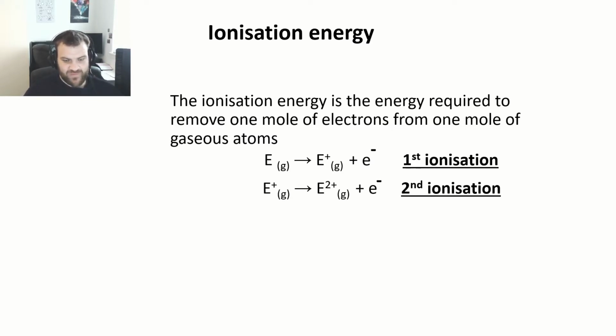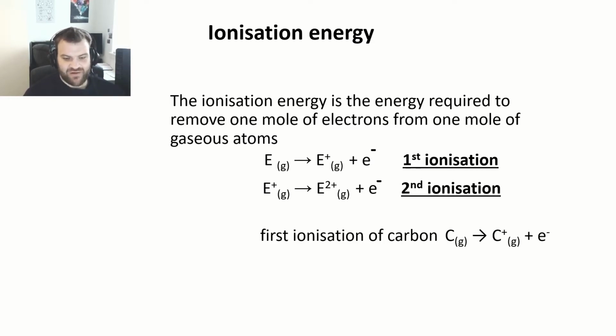So in our first one, we have going from E with no charge into a positive ion, and there's an electron being given off. What we might be asked to do is to write one of the equations for a particular element. If, for instance, you were asked about the first ionization energy of carbon, we just substitute in a C where we have a capital E, and that's what we would get. So data booklet, best place to go to help us out.